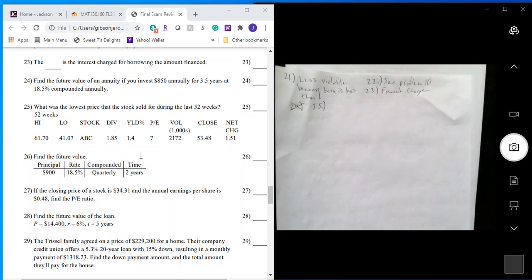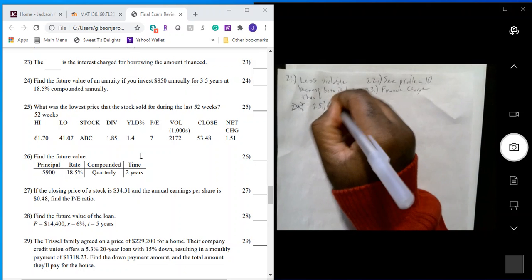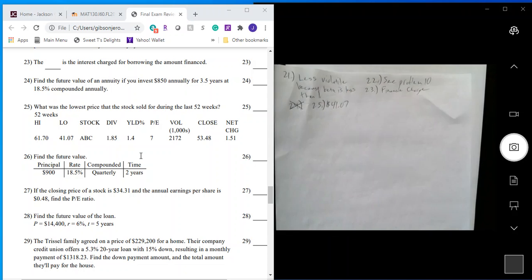Problem 25. It said, what was the lowest price that the stock sold for during the last 52 weeks? So what we would do is, for the lowest price, all we have to do is look at the low. And the lowest price would be $41.07.